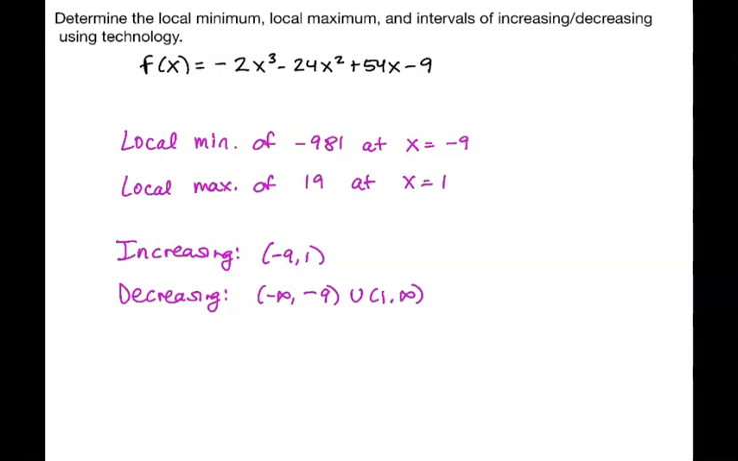Just to see how we could write these answers, our increasing and decreasing intervals we would give in interval notation. So we could say this is increasing on the interval from negative 9 to 1, and for decreasing, we'd have two intervals joined with our union. For the local min and local max, we can give what that output is as well as where it happens. So a local minimum of negative 981 at x equals negative 9, and a local max of 19 at x equals 1.